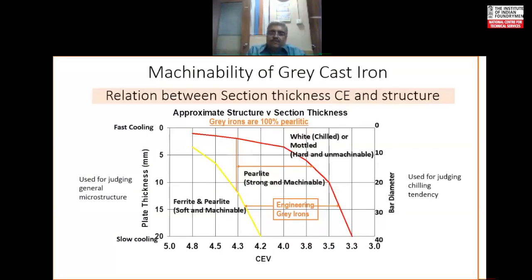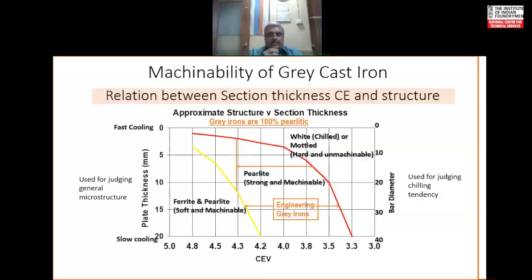This is again taken from CDC. And on the left hand side is sort of equivalent plate thickness as shown, while on the right hand side there is a bar diameter. And again you see higher thicknesses at the bottom, lower section thicknesses at the top. So slow cooling to fast cooling. So thickness is also giving you an idea of a cooling rate. And then you have carbon equivalent, which is going down from 5 to 3.